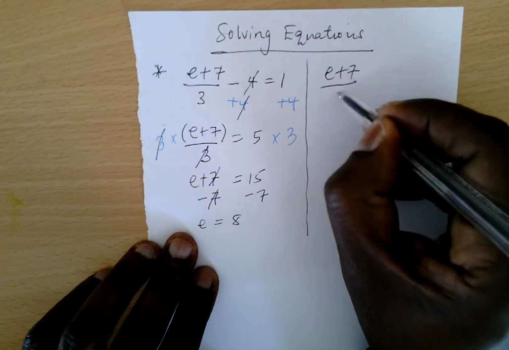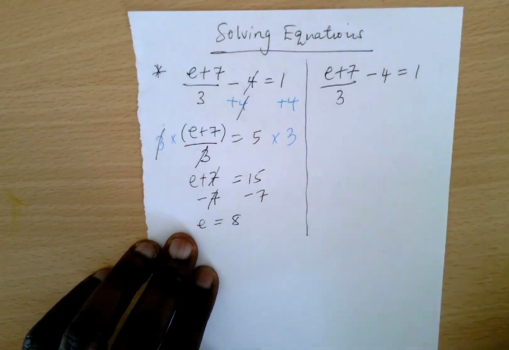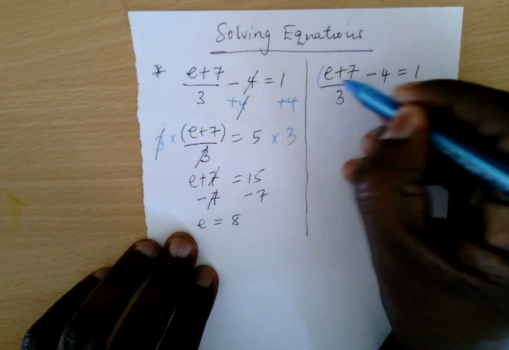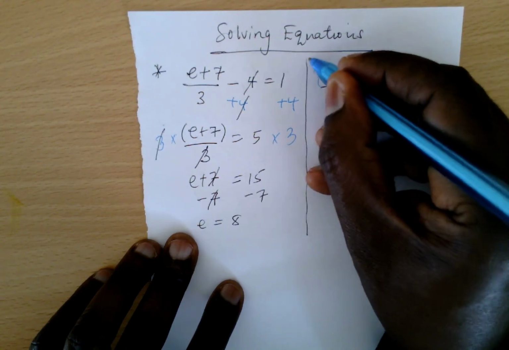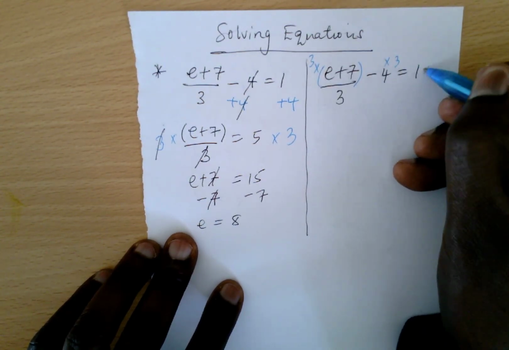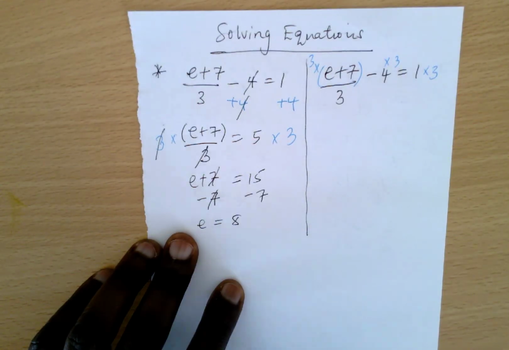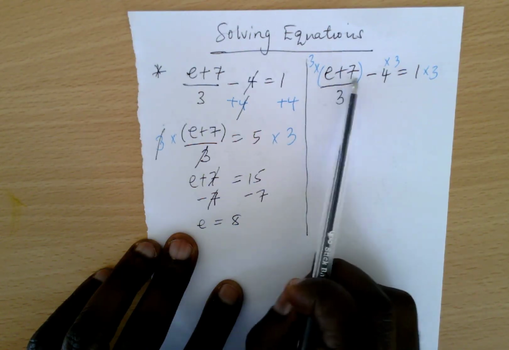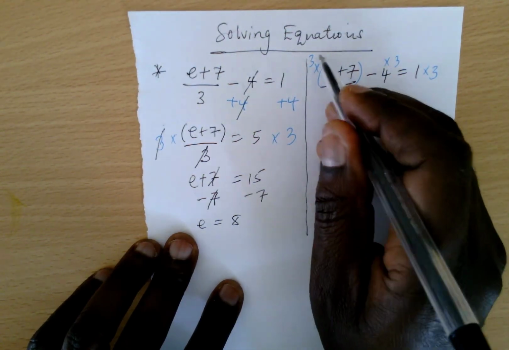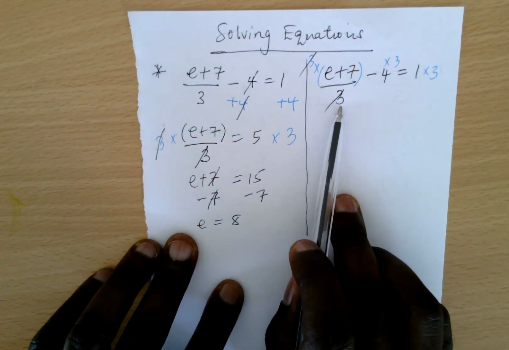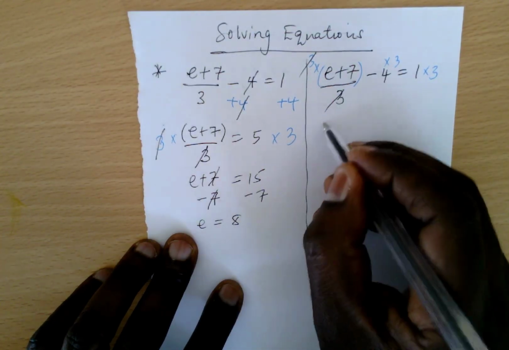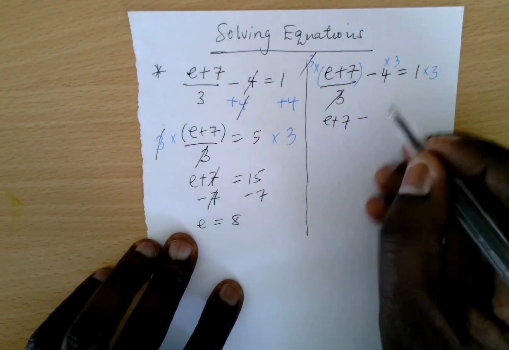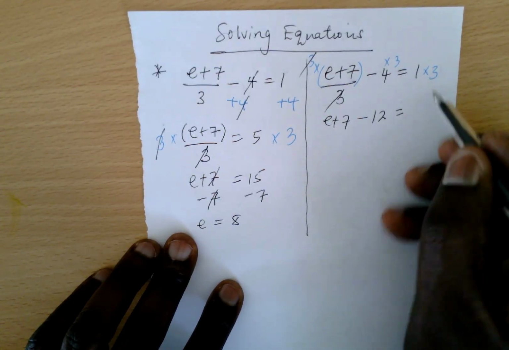(e + 7) divided by 3 minus 4 is equal to 1 is our equation. The other method I talked about is, remember, e plus 7 are together because they are divided by 3. So multiply every term by 3, by 3, by 3. This is what I just did with a blue pen. Times 3, times 3, times 3. When you multiply this by 3, you're multiplying e plus 7 by 3. This cancels out because this is in the denominator, this is in the numerator. When they are the same and we are multiplying, it cancels out. So we are left with e plus 7 minus 4 times 3, which is 12, is equal to 1 times 3, which is 3.